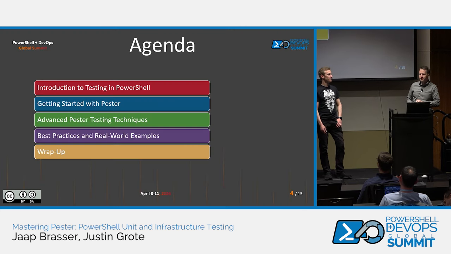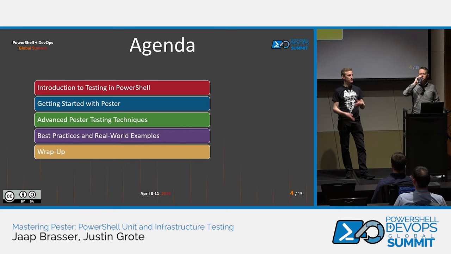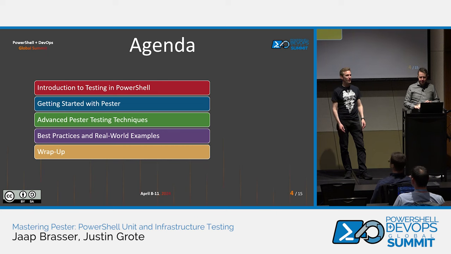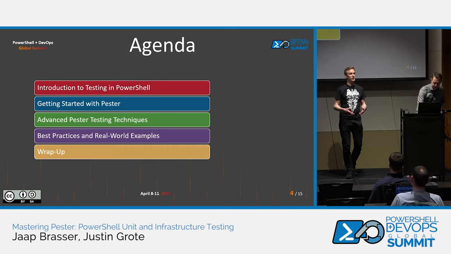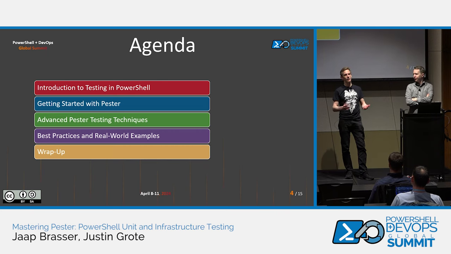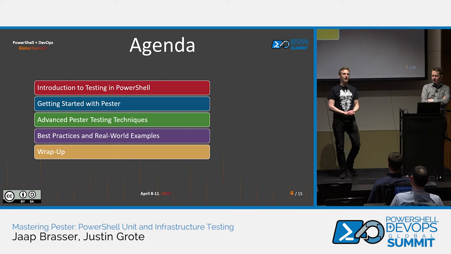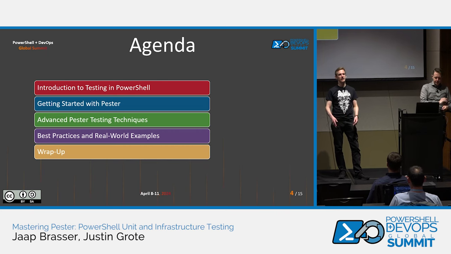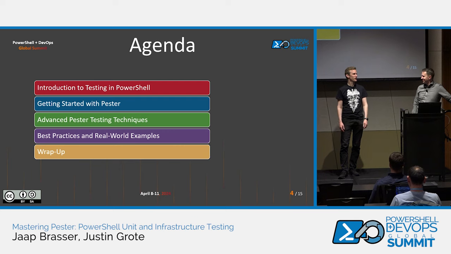So the agenda for today: we're going to go over the basics of Pester, talk about why we should be using Pester and the specifics about it. Because it's a 3.5 hour session, 3 hours of actual content, we are also expecting a bit of interaction, because otherwise it will turn into the Jaap and Justin show, and that's not the idea of a workshop. So at any point, if you have any questions, you can raise your hand. But my experience is just shout at us, then you get direct interaction, and that's what I would recommend.